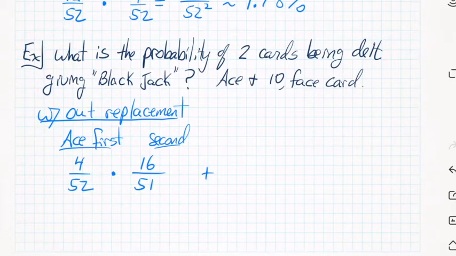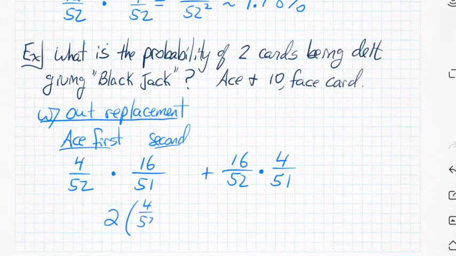Or, might as well talk about it, it's not that hard. It's the 10 through face card first out of 52 times the 4 aces out of 51. So technically, these are equivalent fractions after you multiply them together, because you'll get 4 times 16 in the top and 52 times 51 in the bottom. The order of the multiplication doesn't matter. So this is the same as 2 times 4 over 52 times 51, and then 4 times 16 in the top.